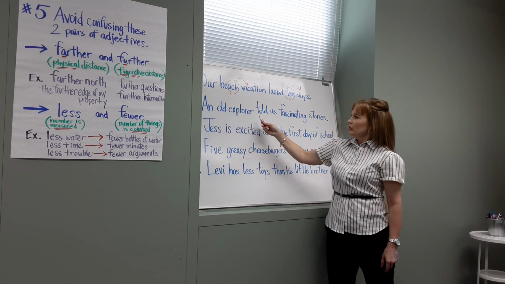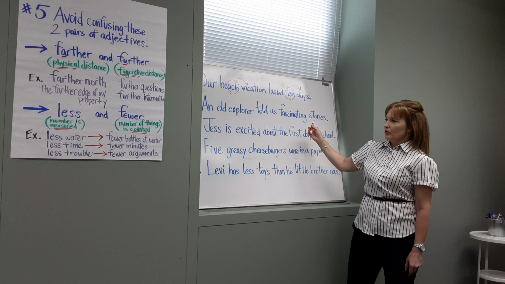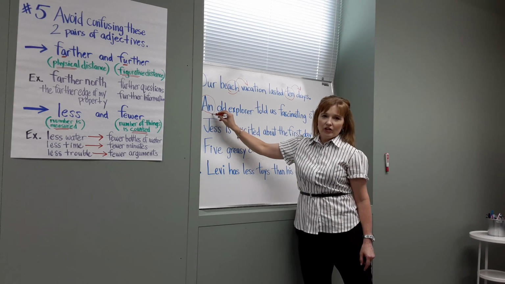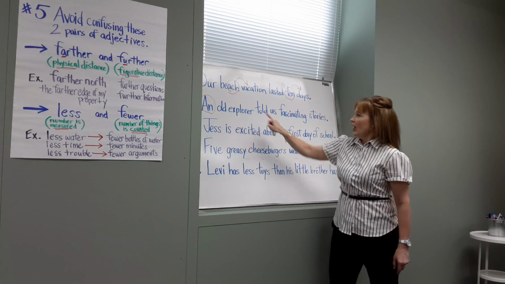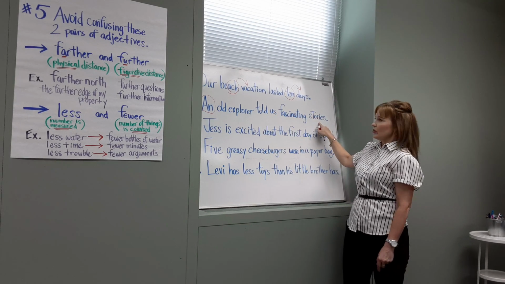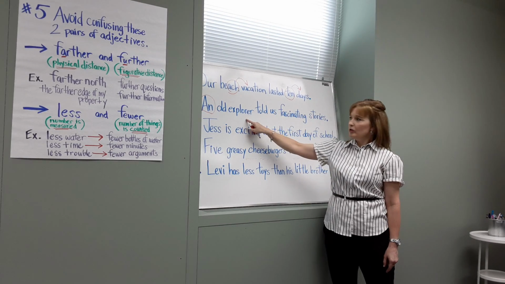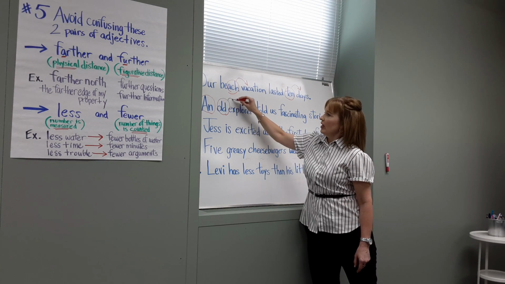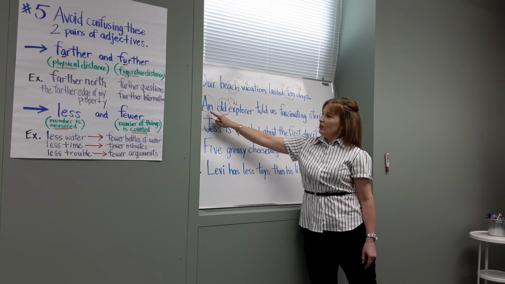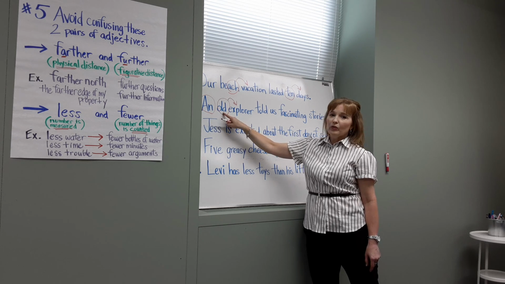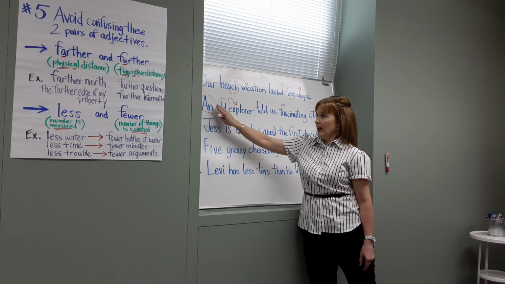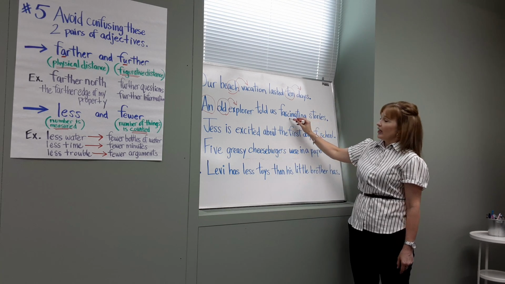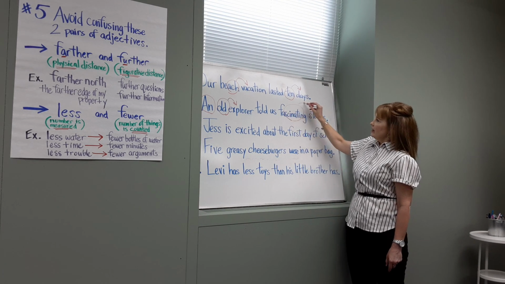An old explorer told us fascinating stories. So right off the bat, I want you to remember that this is called an article. So I'll just circle that. We have explorer, we have stories. Do any words describe explorer or stories? He's an old explorer. Notice here, I chose an because old begins with a vowel sound. A would not work. It has to be an old. Then I have down here, what kind of stories? Fascinating stories.